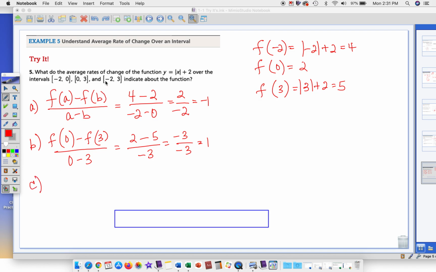And then finally, for the third one, which we'll call part C, we're going from -2 to 3. I already have those values, so I'm doing f of -2 minus f of 3 over -2 minus 3. f of -2 is 4. f of 3, excuse me, is 5. -2 minus 3 is -5. So I end up with -1 over -5, or 1/5.